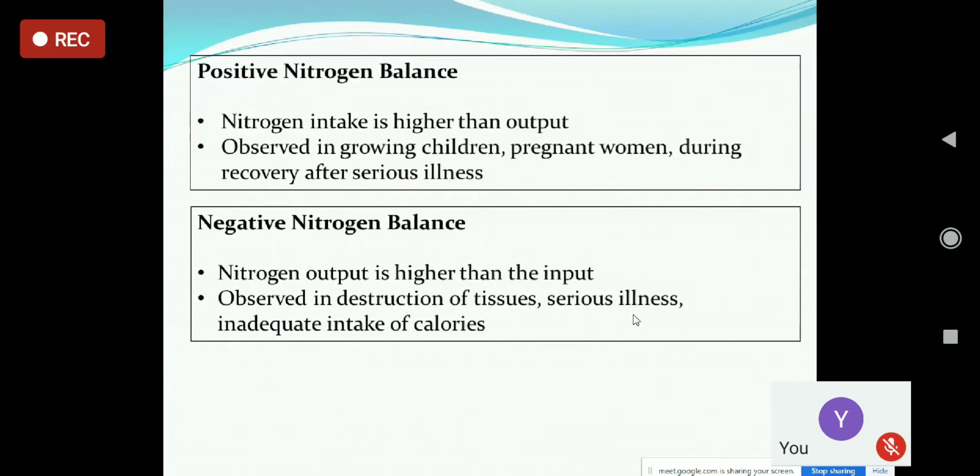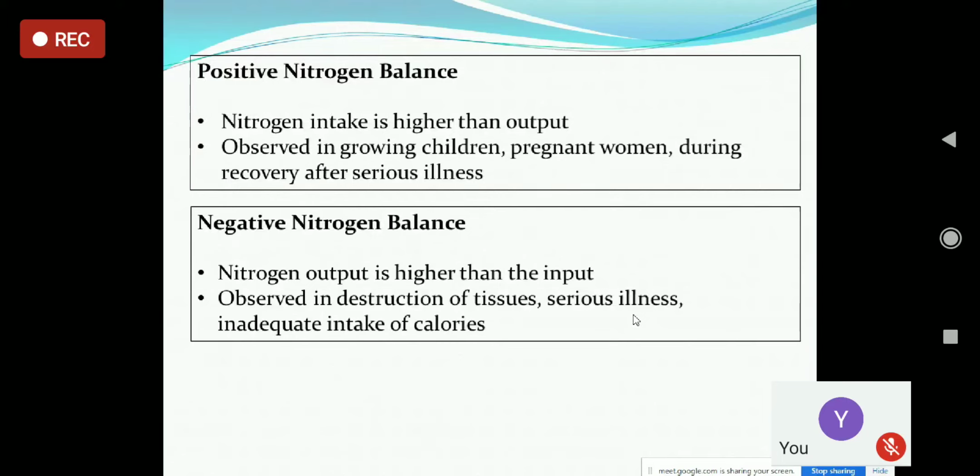Positive nitrogen balance is said when some amount of nitrogen is retained in the body, causing a net increase in body protein. Normally, the person is in nitrogen balance or equilibrium, but sometimes there is positive nitrogen balance, which means that some of the nitrogen is retained in the body, causing a net increase in body protein. And this is seen in growing children, pregnant women, and during recovery after serious illnesses.